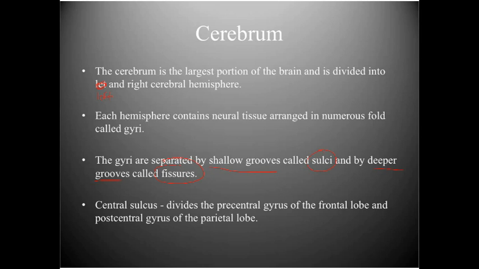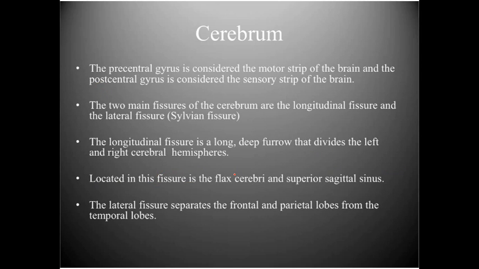The central sulcus divides the precentral gyrus of the frontal lobe and the postcentral gyrus of the parietal lobe. The precentral gyrus is considered the motor strip of the brain, and the postcentral gyrus is considered the sensory strip of the brain. So know that precentral is motor, postcentral is sensory. The two main fissures of the cerebrum are the longitudinal fissure and the lateral fissure, or the Sylvian fissure. And we'll see this kind of embodied in CT.